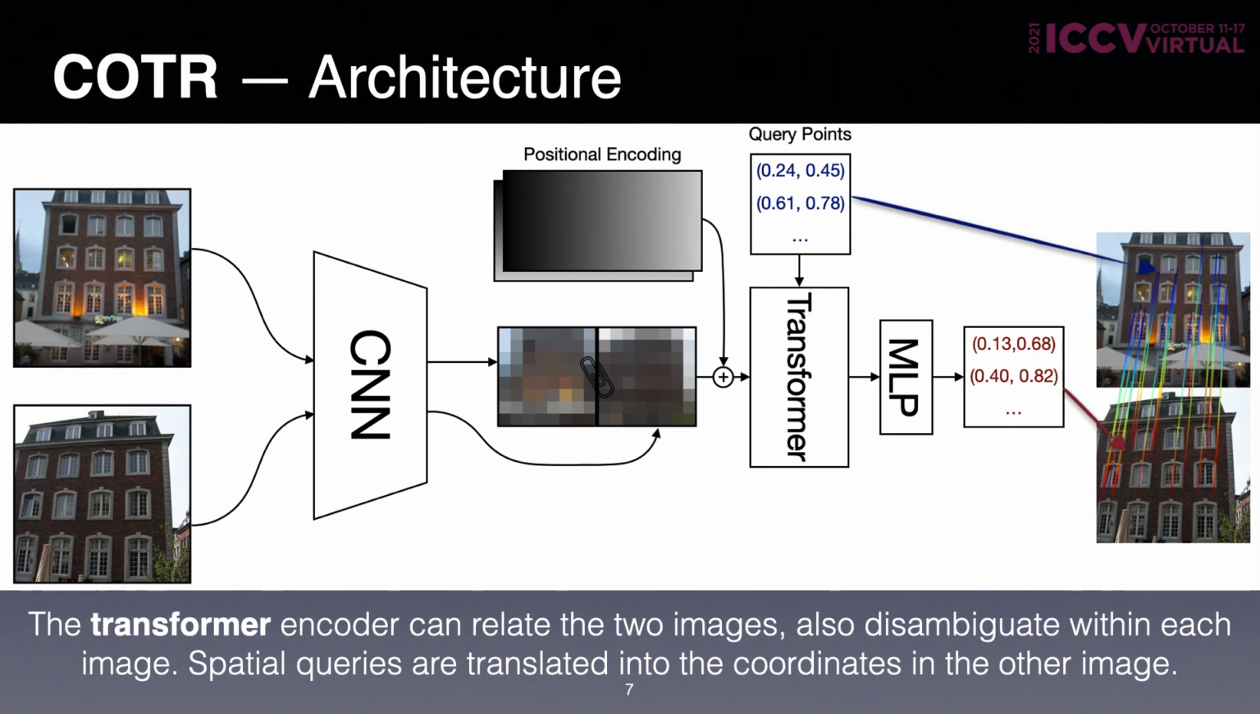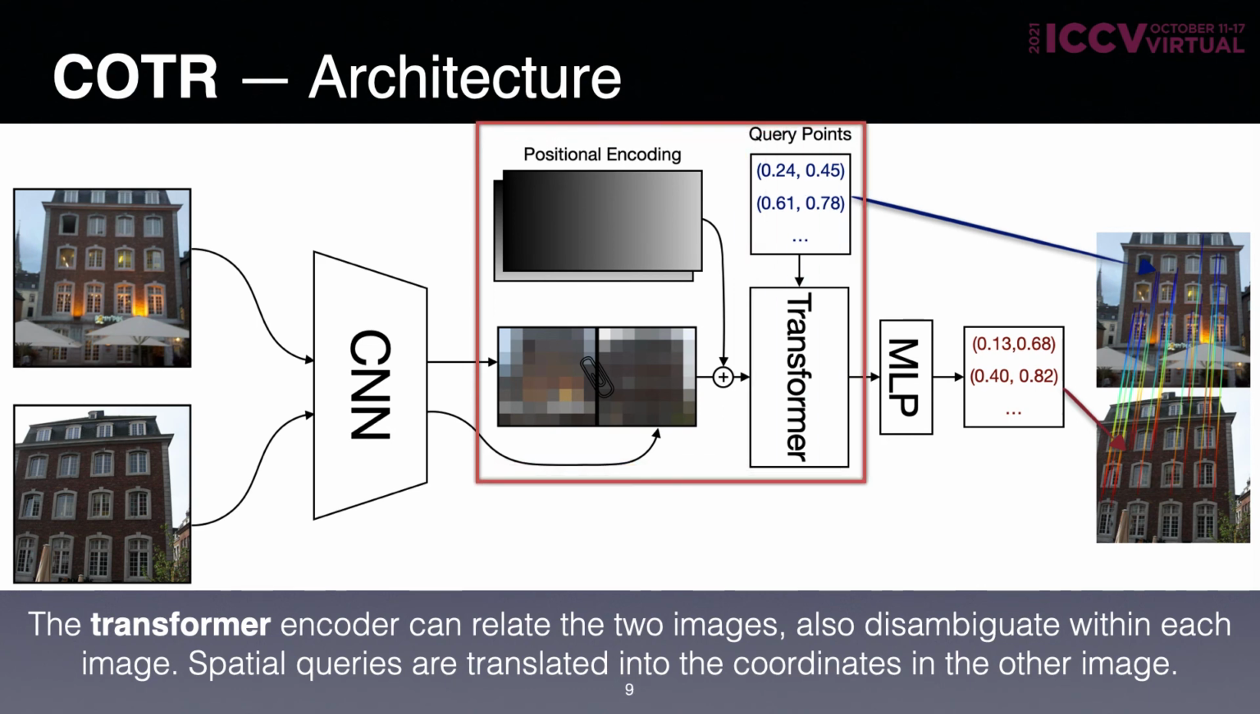The architecture of COTR is simple. It has two major components, a CNN backbone and a transformer. First, we use a ResNet to obtain the deep features of the input image pair. Then, we stitch the two feature maps side by side and add a 2D positional encoding to the feature maps.